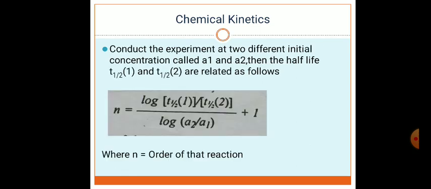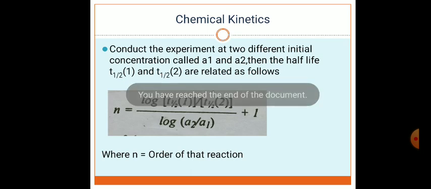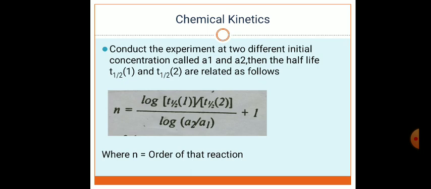Then, conduct the experiment at two different initial concentrations called A1 and A2, and determine the half-lives, that is t-half of first and t-half of second, and we get an equation: n is equal to log of (t-half of first divided by t-half of second) divided by log of (A2 by A1), plus 1. Solve that equation and we get n, that is the order of reaction. So these are the three simple methods for order of reaction. Thank you.